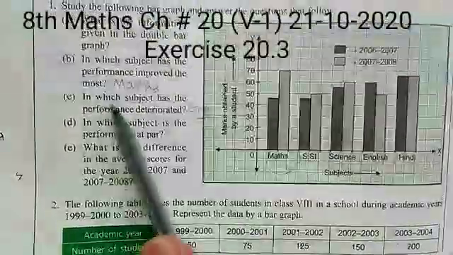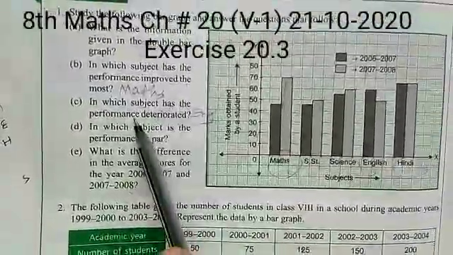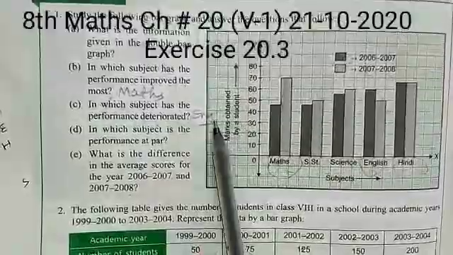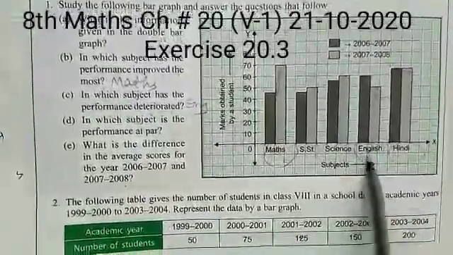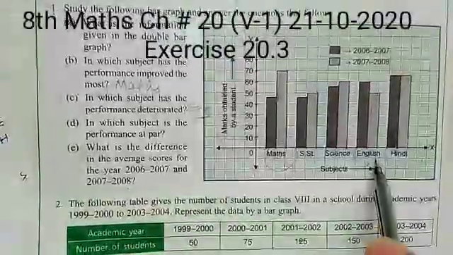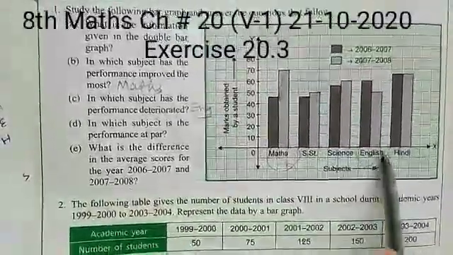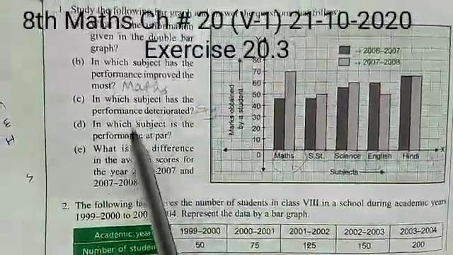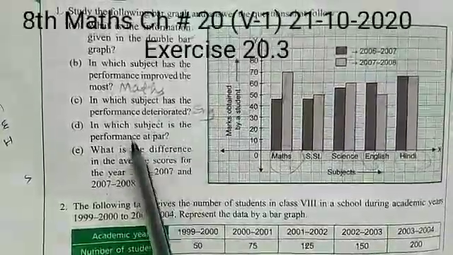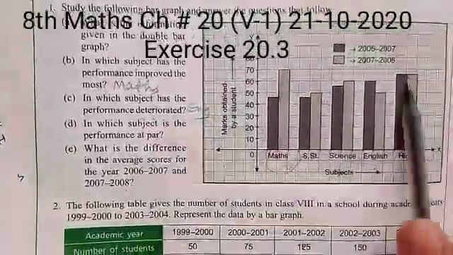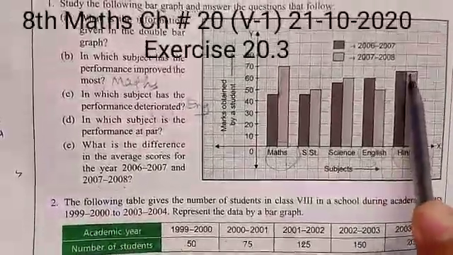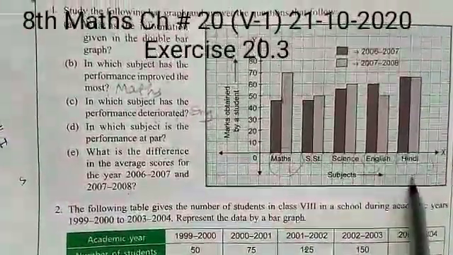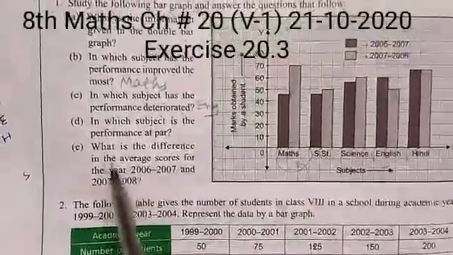Now the third question is: in which subject has the performance deteriorated, means it is less? Here we can see that it should be a downside. So in the case of the English subject, the performance is decreasing, right? So the answer will be English. In which subject is the performance at par? Means if both the bars are equal, then the performance is the same, right? So we can say that in the case of Hindi, the performance is at par.